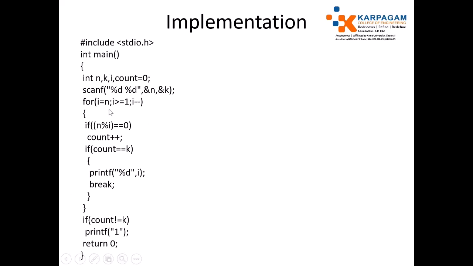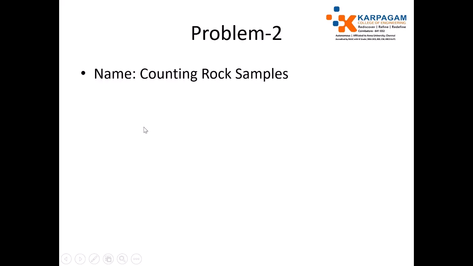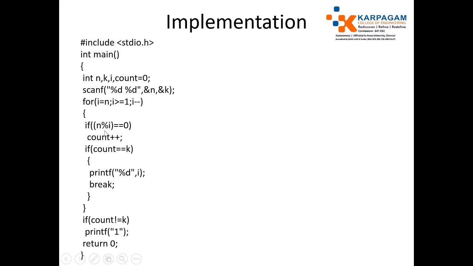In a similar way, in the next iteration, i will be decremented by 1. Now i equals 11. 12 remainder 11 is not equal to 0, so it is not a factor. If it is not a factor, the count will not be incremented. So by using this loop, by applying n remainder i, we can get whether the number is divisible by i or not. If it is divisible, it will be a factor of n.